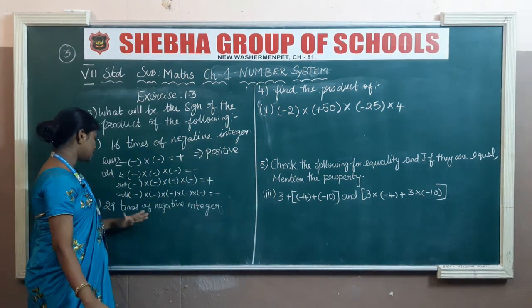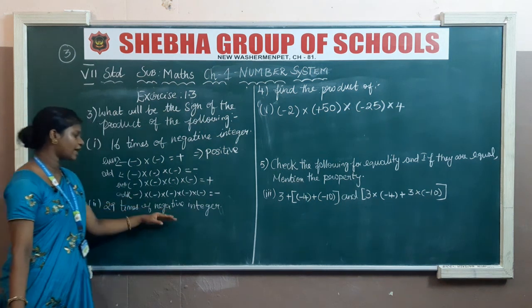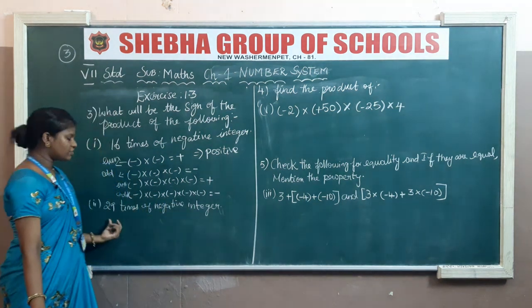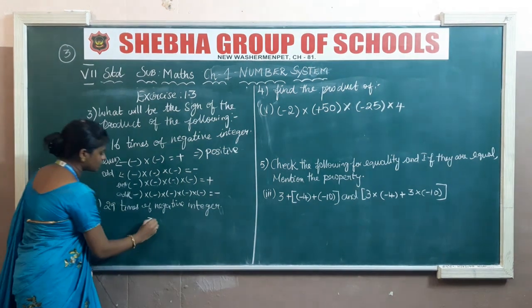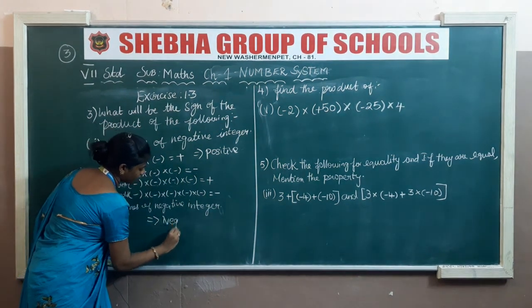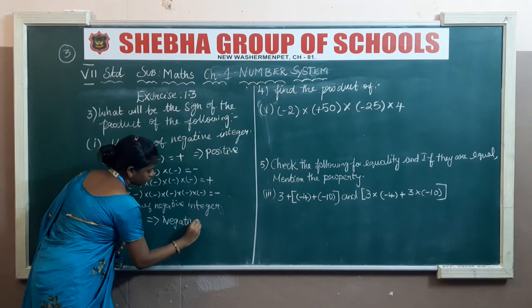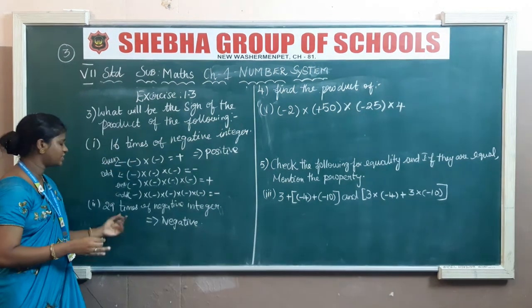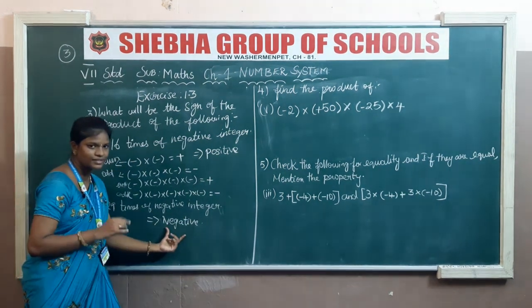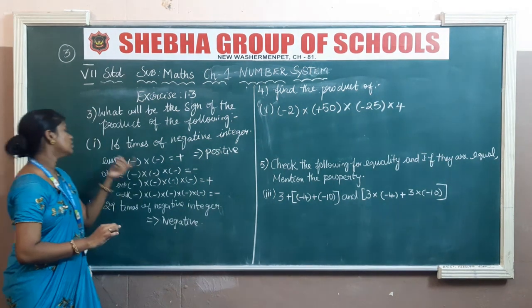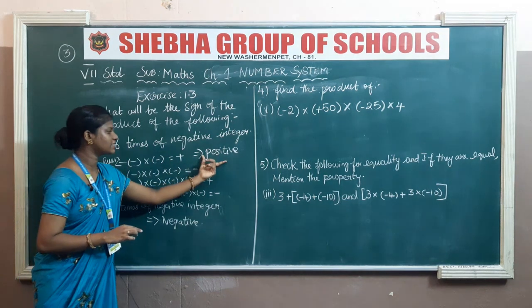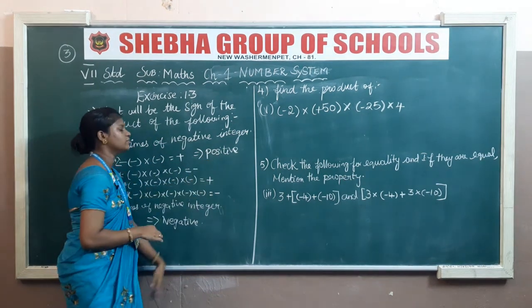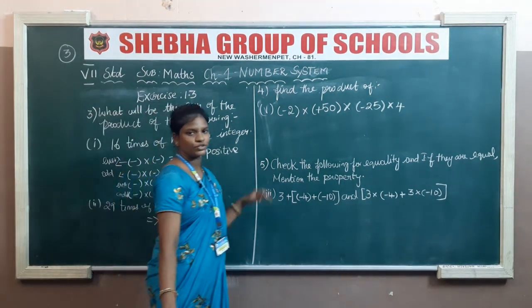Then obviously the same procedure: 29 times of negative integers. What is the number? This 29 is an odd number. So the value is negative, because this is an odd number. Obviously negative. And 16 is an even number, so the answer is positive. Okay, did you understand, students?